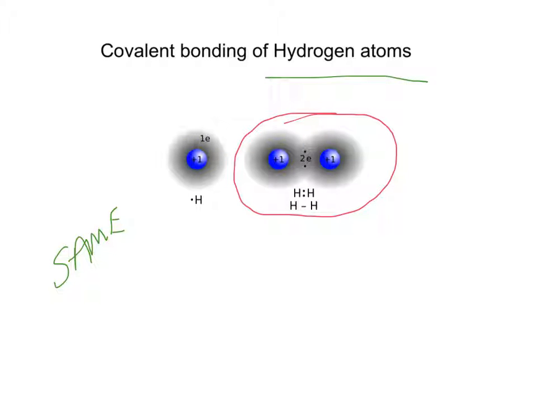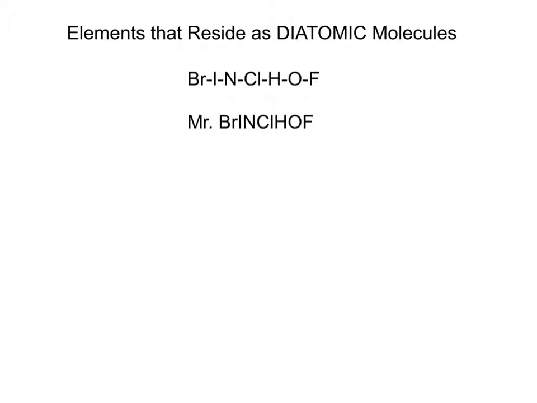And hydrogen and many of the other ones like oxygen, nitrogen, things like that, they will exist in a gas form, which is going to show two of these sharing an electron in its orbit. Now, the ones that do this are the bromines, the iodines, the nitrogen, the chlorine, the hydrogen, the oxygen, and the fluorine. The mnemonic that we use here is Mr. Brinkelhoff. Okay, so bromine, iodine, nitrogen, chlorine, hydrogen, oxygen, and fluorine all reside as what is known as a diatomic molecule. Di meaning two, okay?